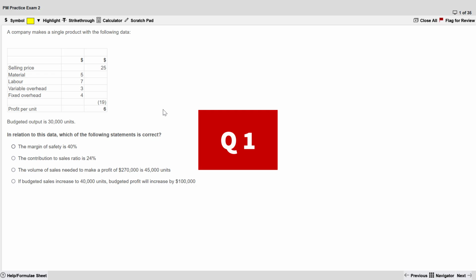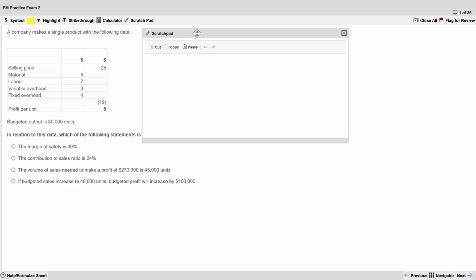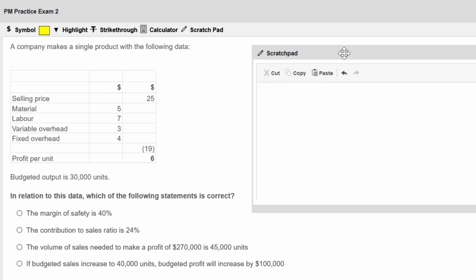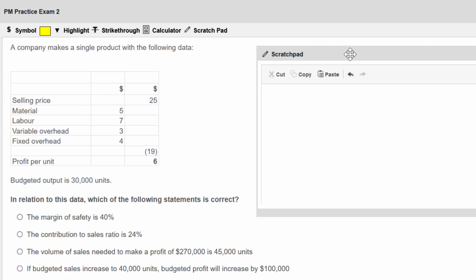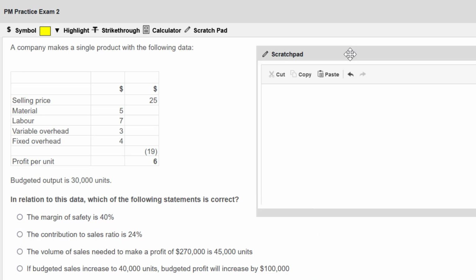I'll show you how to do this in the scratch pad, assuming you're working with home invigilation exams. On scratch paper, it's easier, so I'll show you this more difficult approach. What I'm going to do is get organized first, and I'm going to read the requirement, and I see that this is all about CVP. I see margin of safety, I see CS ratio, I see a target profit calculation, and then some change in units. What's the impact on profit?